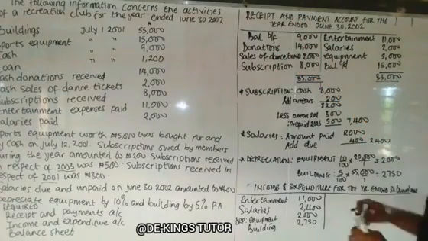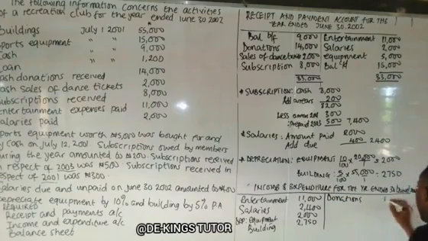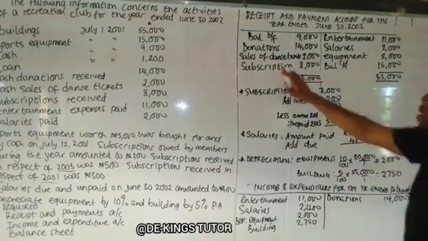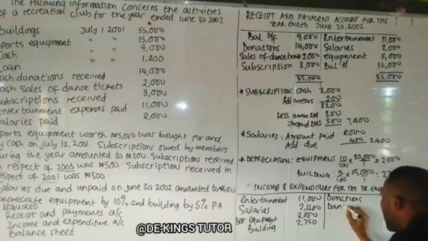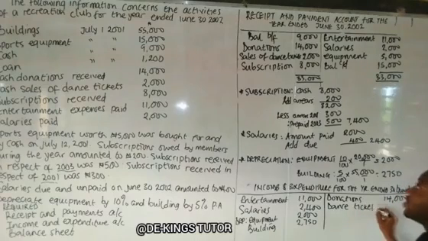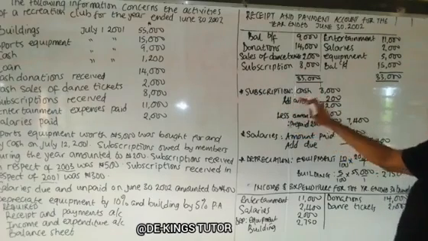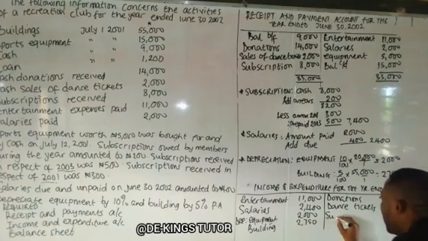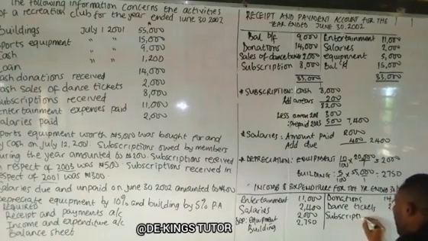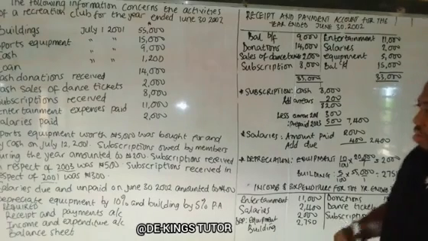Okay. Now the credit side will now be what they receive apart from balance brought forward. So the first one is donations, 14,000. Another one is sales of dance tickets. So just write dance ticket. How much is it? 2,000. Another one is subscription, 8,000. But now we did adjustment, which is now 7,400. So subscription 7,400. I think that is the income.